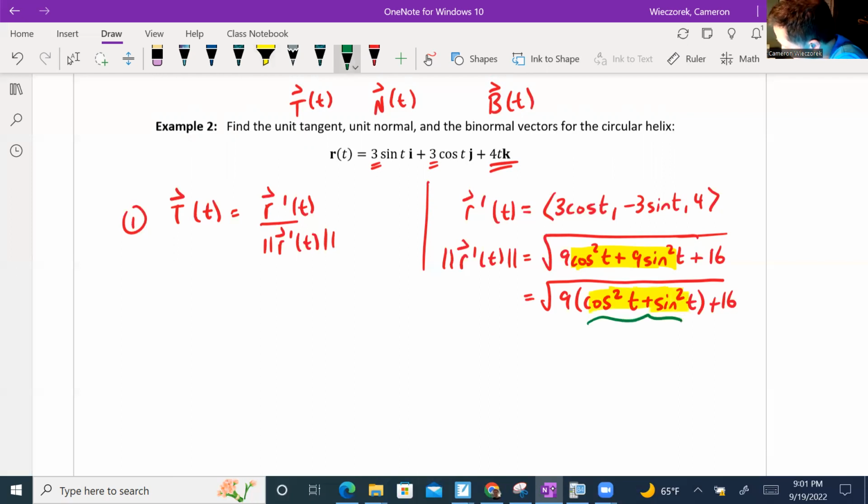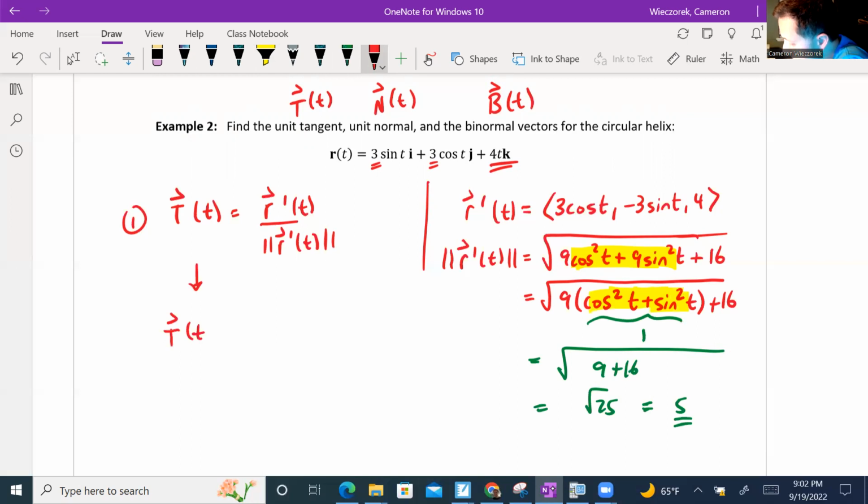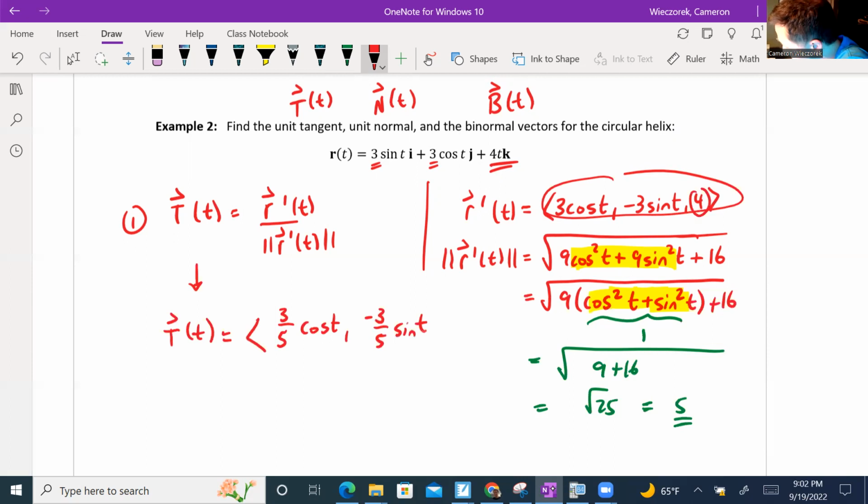So this turns into the square root of 9 plus 16, which is square root of 25, which is 5. So that's going to be my denominator. Therefore, T of t, the unit tangent vector, is going to be given by this numerator, and I am going to be dividing by 5. So this is going to turn into 3/5 cosine t, negative 3/5 sine t, and then my last component is 4 divided by 5, which is 4 over 5.